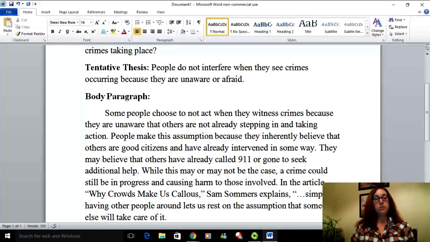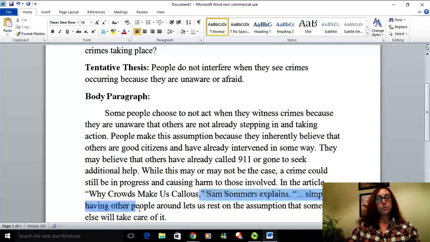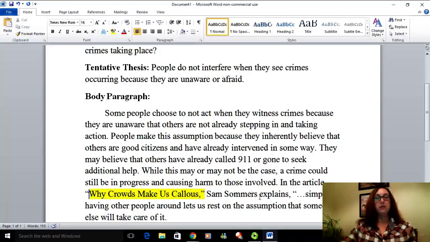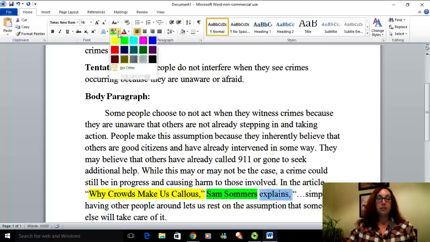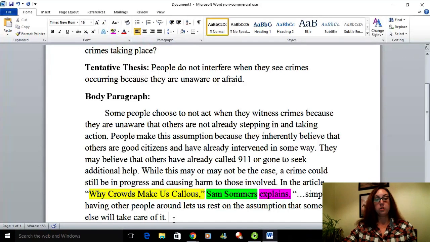So I introduced this source. Notice that when I introduced the source, I specifically included the title of the article. I put quotation marks around the title because that's how you mark article titles in MLA. I also included the author's full name. And then I include a verb to illustrate exactly what I think that author is doing in this quoted information, okay?